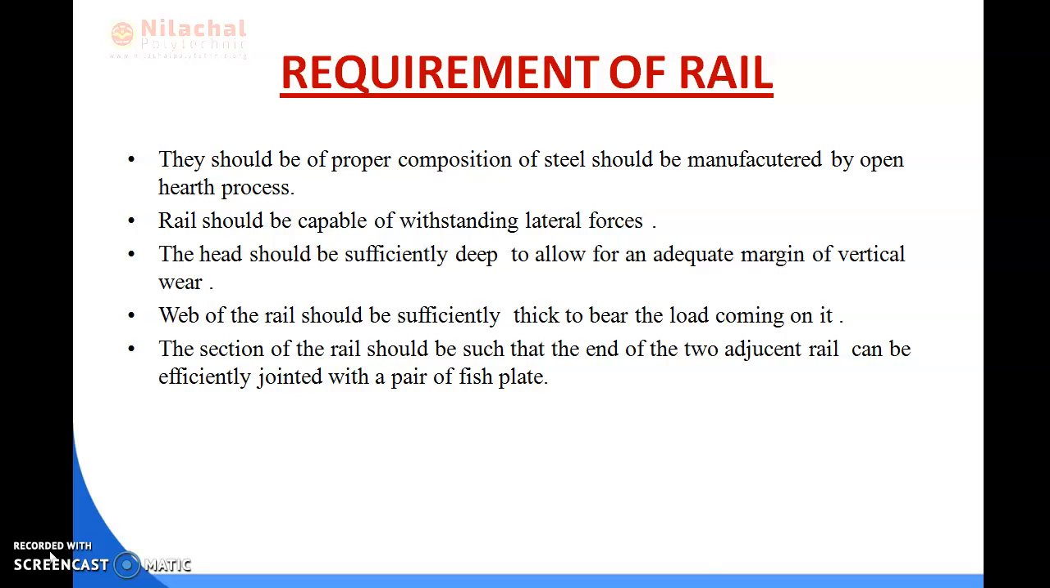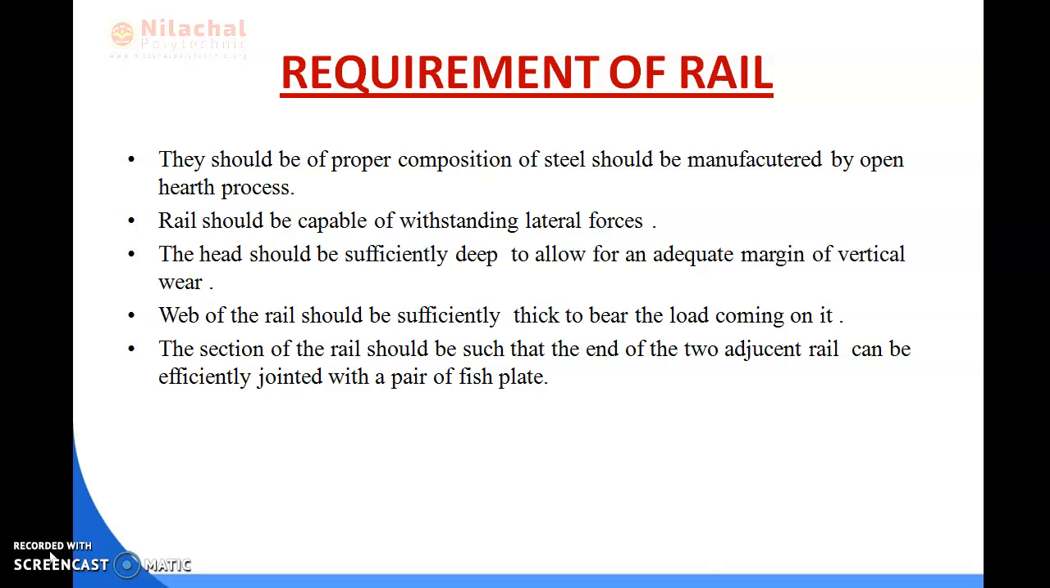and the rail should be capable of withstanding lateral forces. The head should be sufficiently deep to allow for an adequate margin of vertical wear, and the web of the rail should be sufficiently thick to bear the load coming on it, and the section of the rail should be such that the ends of two adjacent rails can be efficiently joined with a pair of fish plates.